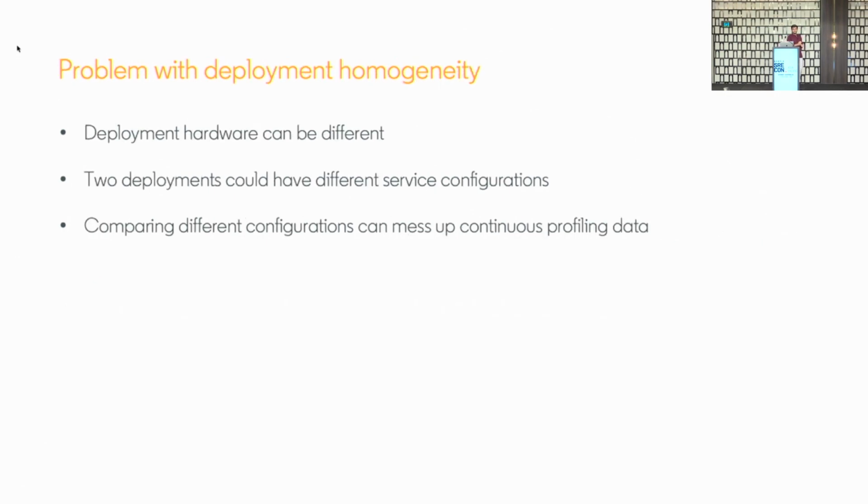So let's talk about a couple of specific problems. Deployment homogeneity. Hardware is different. So how do we compare apples with apples? Like if I start comparing a current generation Intel CPU running an application with a 10-year-old one, I can't expect the profiling results to give me any justice, except the CPU was probably the problem there.